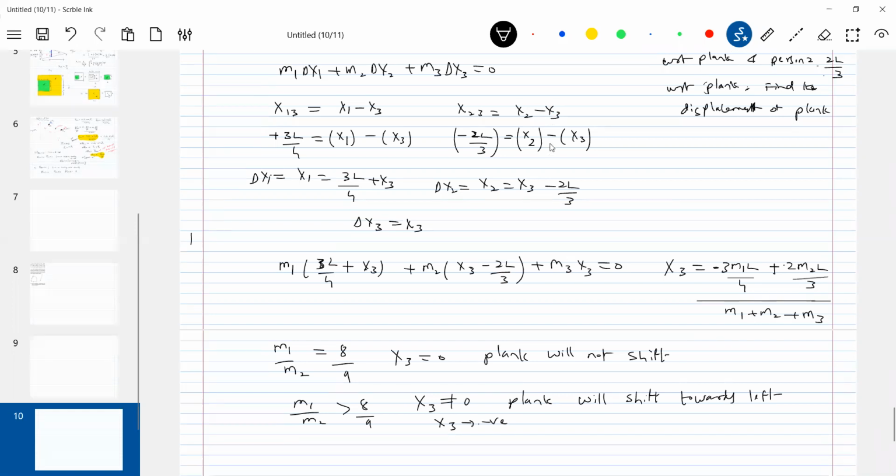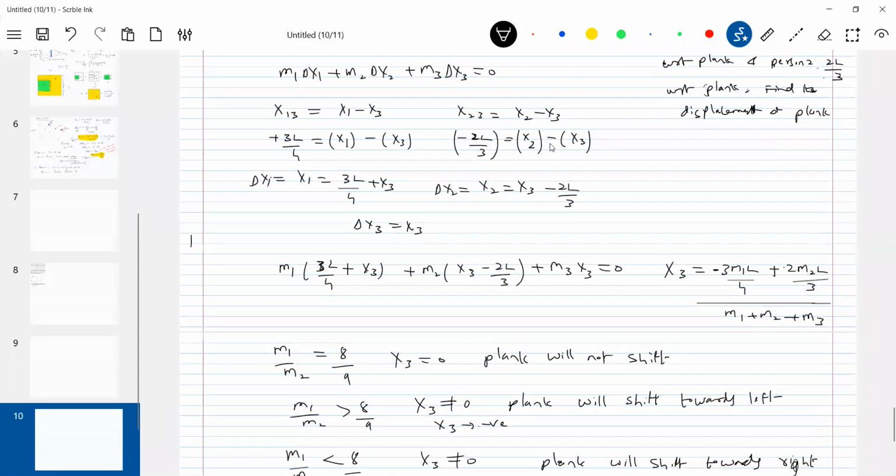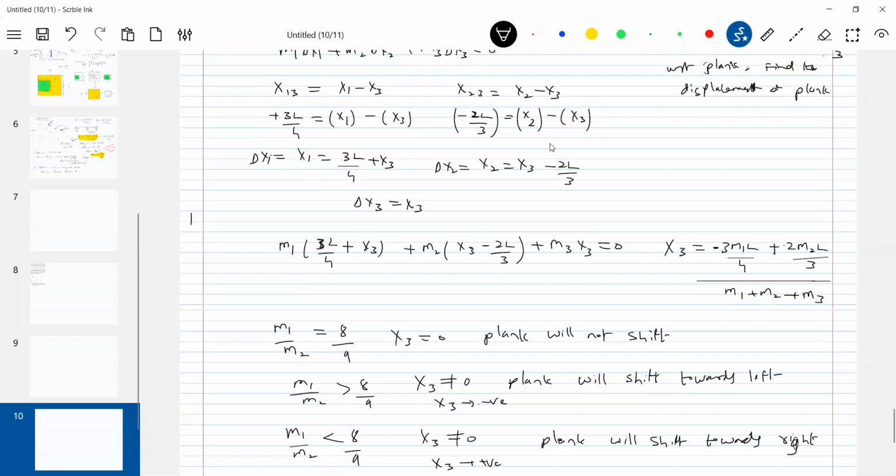If m1 by m2 is less than 8 by 9, x3 is non-zero and positive, and the plank will shift towards right. Okay, that's the overall basic idea. I think this is a very systematic way.